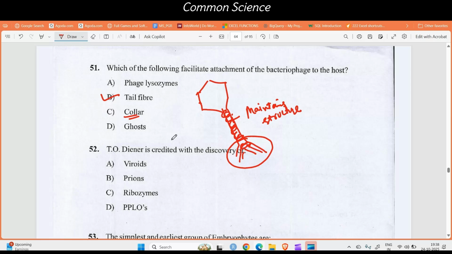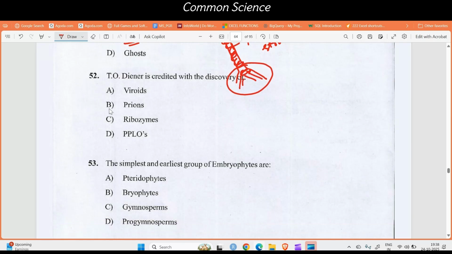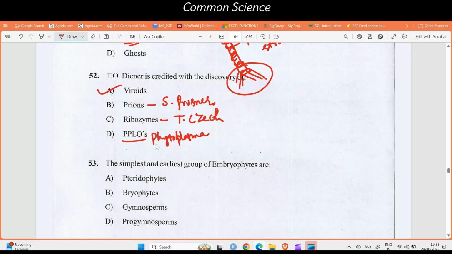Theodor Diener is credited with the discovery of viroids. Sorry, viroids. Prions were discovered by Stanley Prusiner. Ribozymes were discovered by Thomas Cech. And PPLOs are phytoplasmas. Phytoplasmas are mycoplasmas. PPLO's full form is pleuropneumonia-like organisms, and these phytoplasmas do not have a cell wall. That's why they are also called jokers of the plant kingdom, because they can acquire any shape as they are flexible.